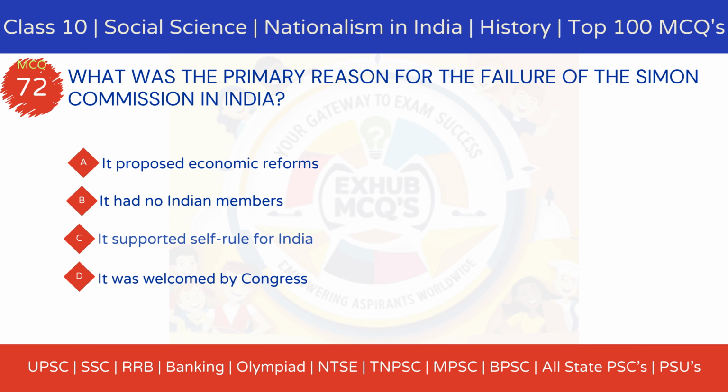MCQ 72. What was the primary reason for the failure of the Simon Commission in India? Option A, it proposed economic reforms. Option B, it had no Indian members. Option C, it supported self-rule for India. Option D, it was welcomed by Congress.